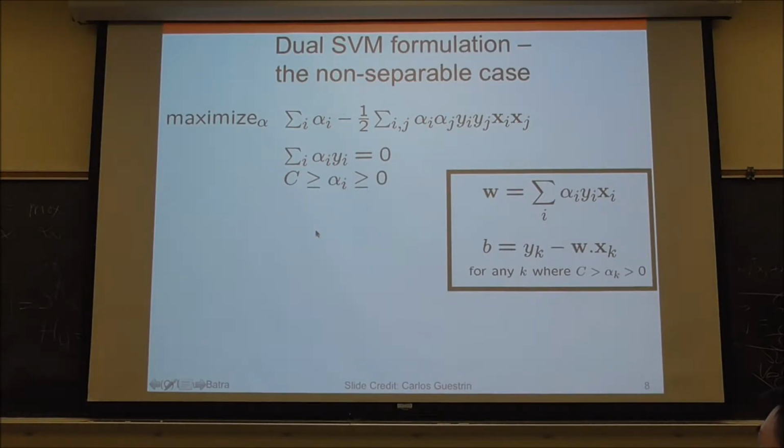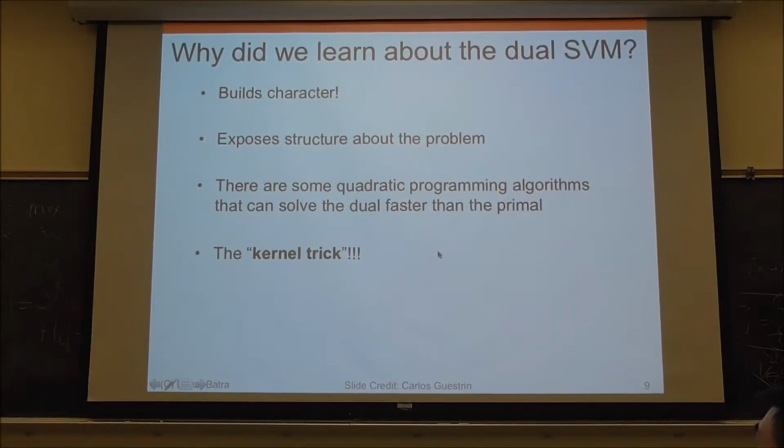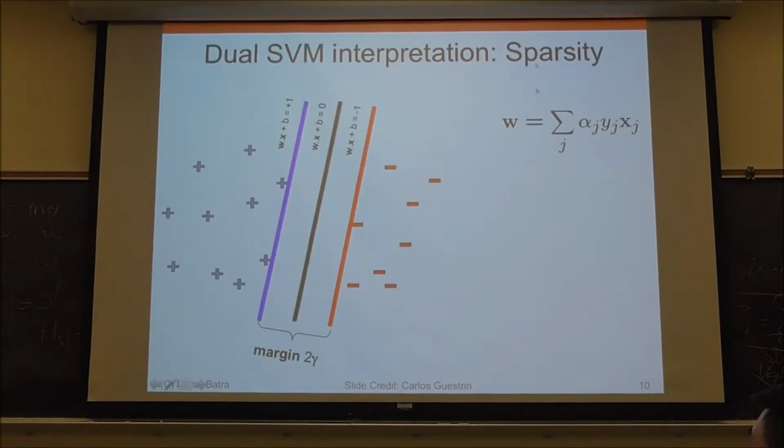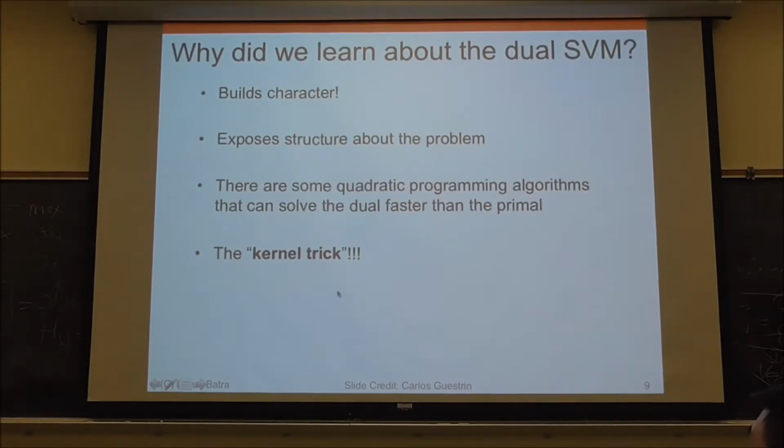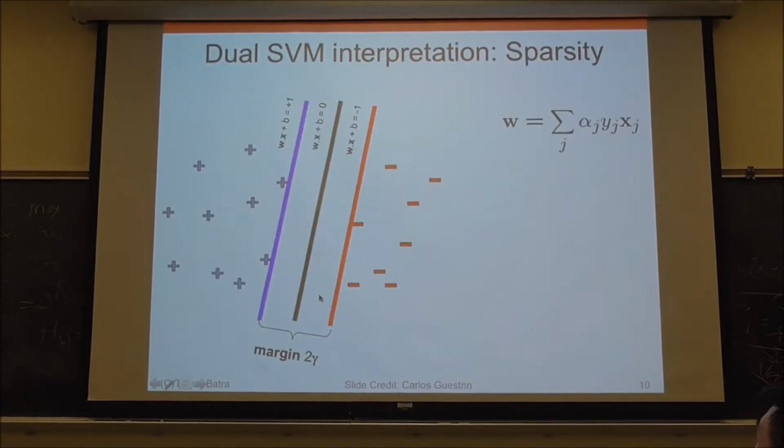So this was the non-separable case. And we talked about why we learned about the dual SVM. Number one, it builds character and exposes some structure. Number two, there are quadratic programming algorithms that can solve the dual faster. And finally, the most important reason is that we are getting to allowing for something called the kernel trick, allowing kernels in the game.